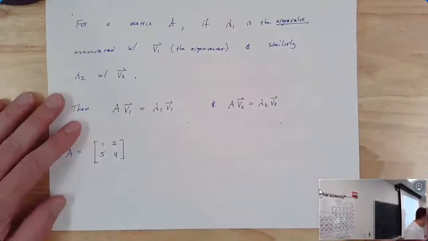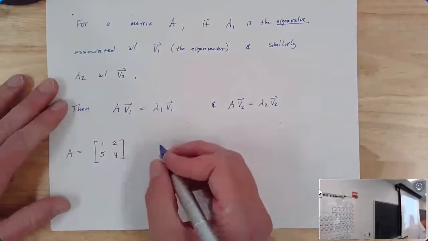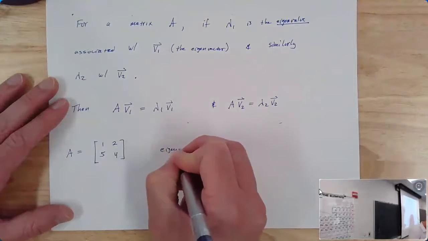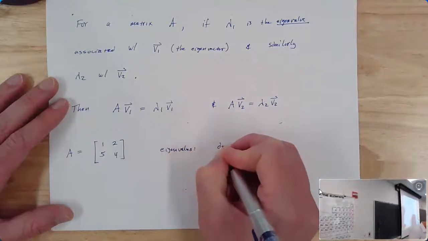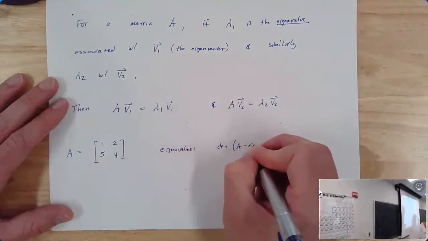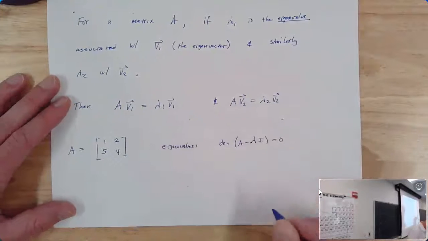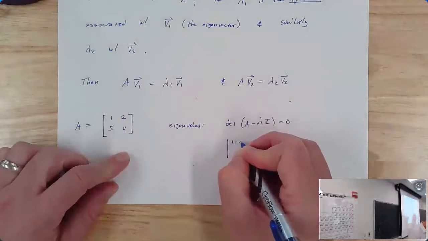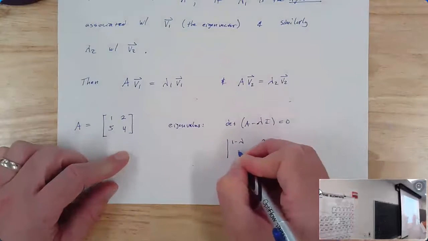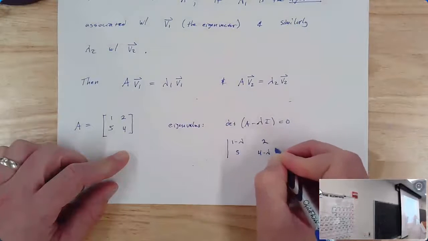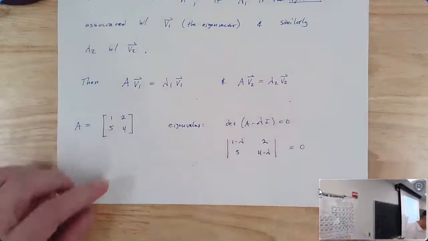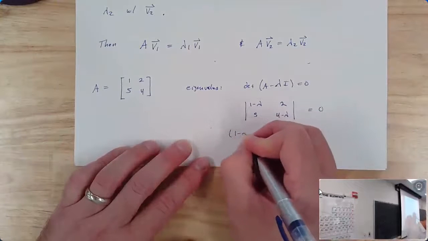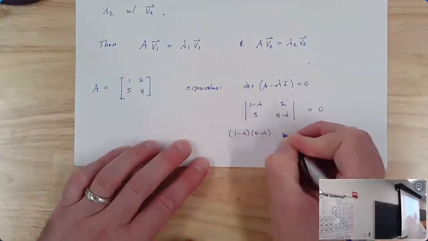But for this matrix, we can find the eigenvalues by calculating the determinant of A minus lambda I, setting that equal to 0. So that's going to be the determinant of 1 minus lambda, 2, 5, 4 minus lambda, and that's equal to 0. So look what we get. We're going to get 1 minus lambda times 4 minus lambda, minus 2 times 5.